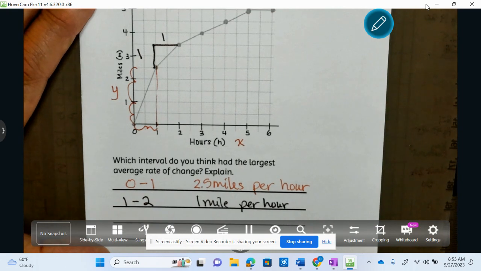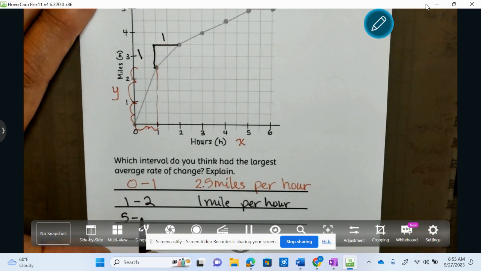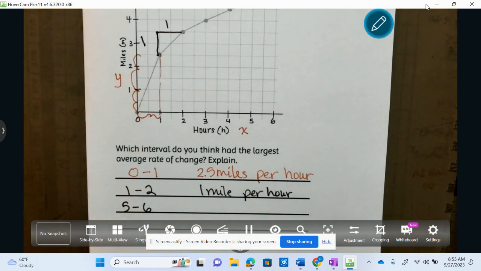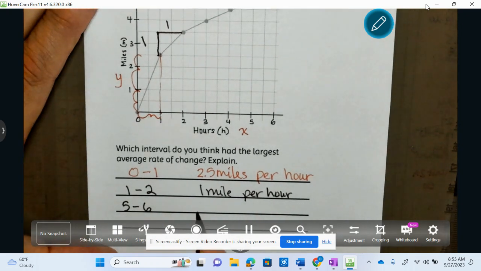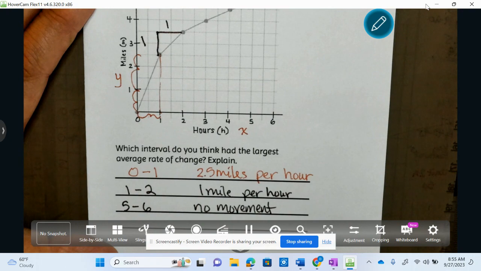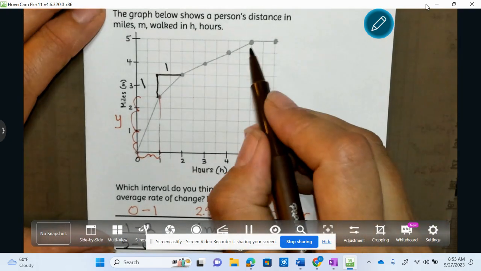What's happening from 5 to 6? Look at your graph. Tell me what's happening between. They're not moving. Good job. No movement. Their distance did not change. Do you guys see that? Their distance does not change.